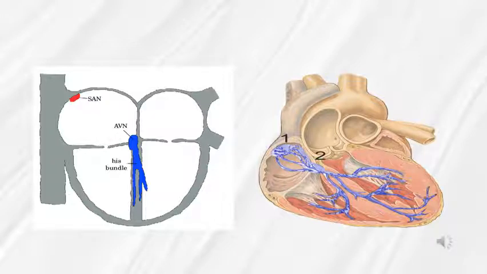Second line of protection is the presence of anastomosis of four arterial supply surrounding the AV node.